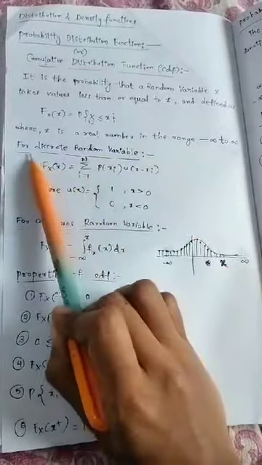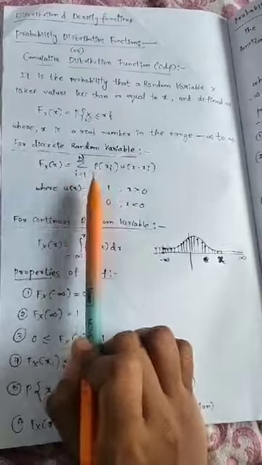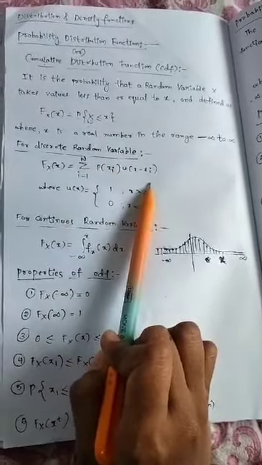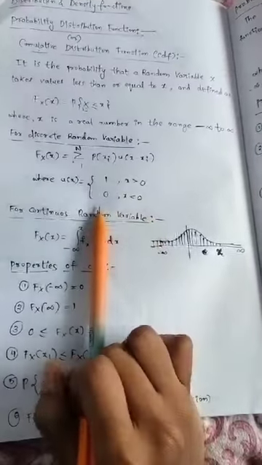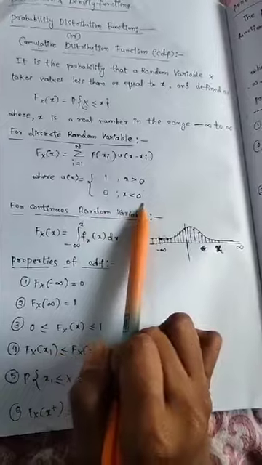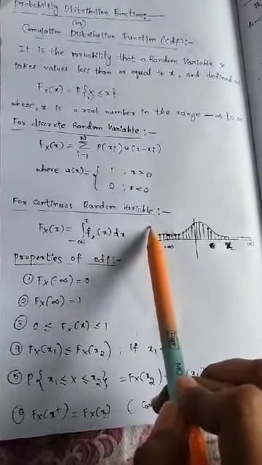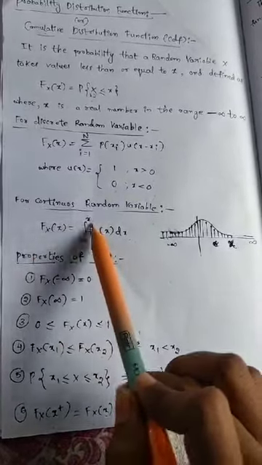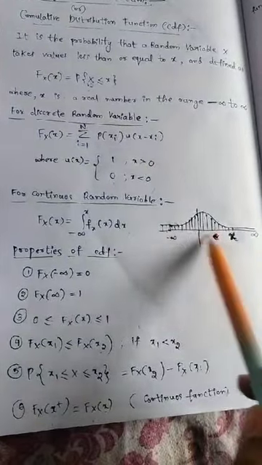The CDF for a discrete random variable is defined as capital F of x equal to summation i equal to 1 to n p of xi into u of x minus xi, where u of x equal to 1 for x greater than 0, equal to 0 if x is less than 0. The CDF for a continuous random variable is defined as capital Fx of x equal to the integral from minus infinity to x of small fx into dx. It denotes the area under the graph.